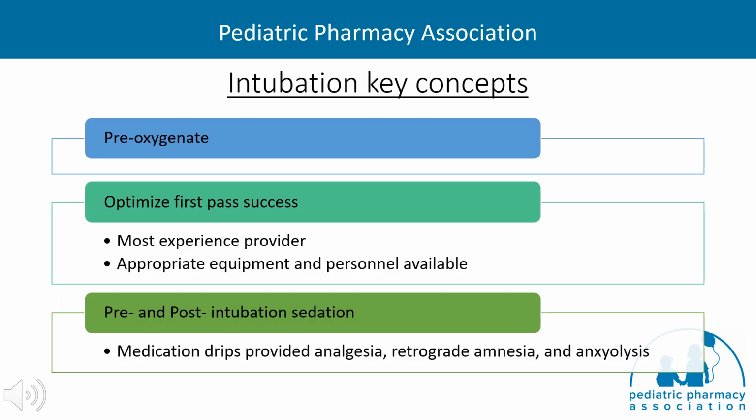Now we're getting into intubation, and there are a few key concepts to remember. Patients should always be pre-oxygenated prior to attempting intubation, and we want to optimize first pass success for these patients with traumatic brain injury. So it's important to have the most experienced provider attempting intubation, as well as having the appropriate equipment and personnel available. It's also important to remember that we will pre-medicate these patients, but we do have to provide post-intubation sedation on top of our pre-medications.